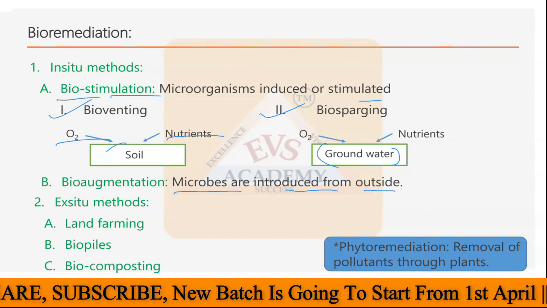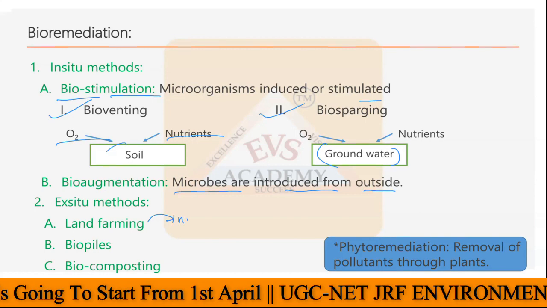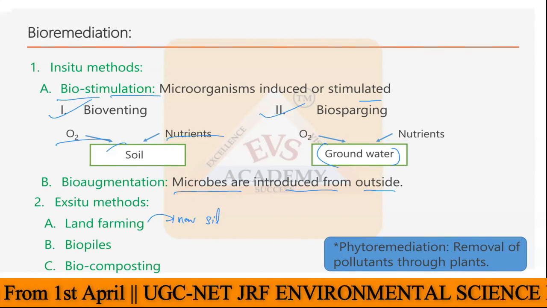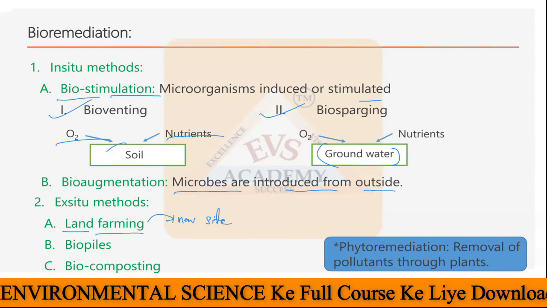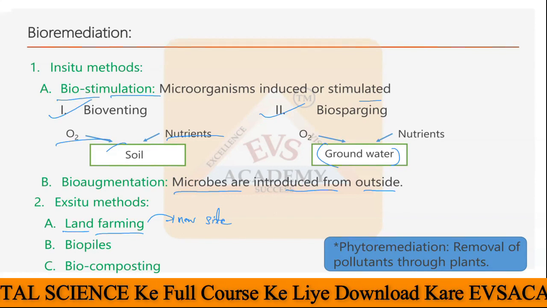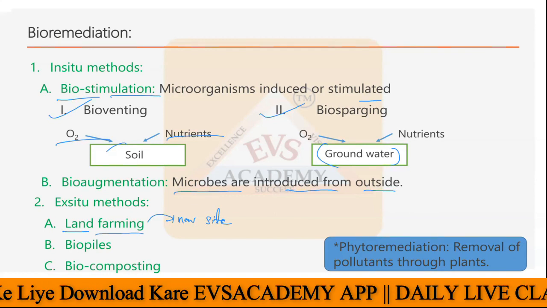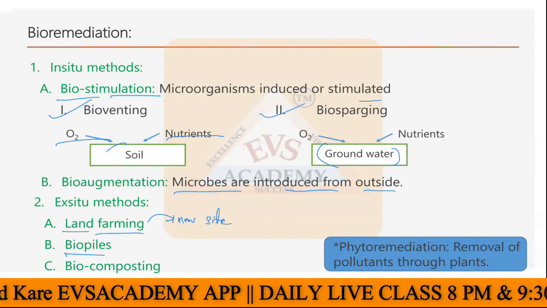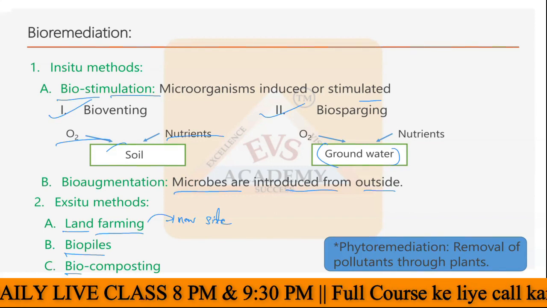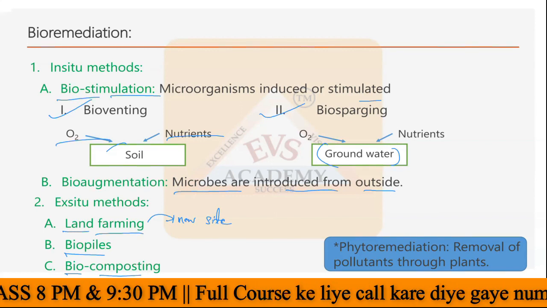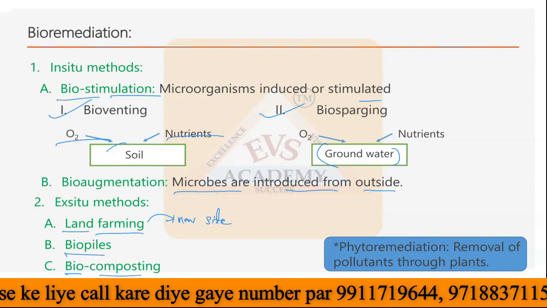Then we have ex situ. In ex situ, you have to take that biodegradable waste to a new site for the biodegradation. If we are taking it to a new site, that would be ex situ. The first method here is land farming. You are taking any land and farming the wastage there. So that is land farming. Then biopiles are created here, and microbes are introduced to degrade that. That is the biopile method. Then biocomposting is also an example of the ex situ method, where compost is created. That is biocomposting.